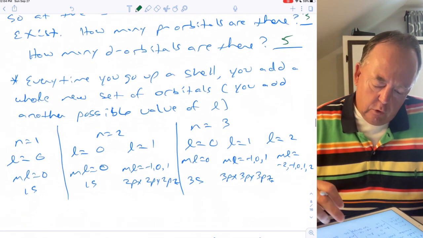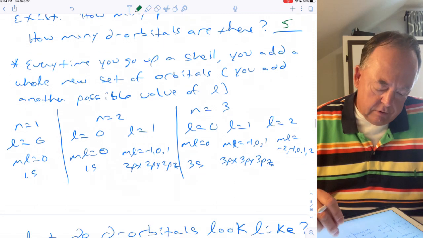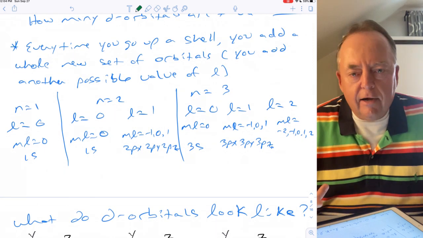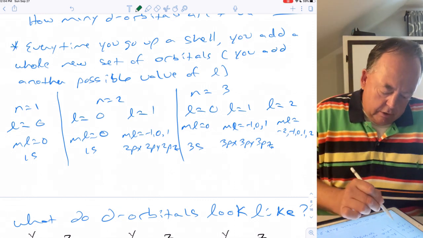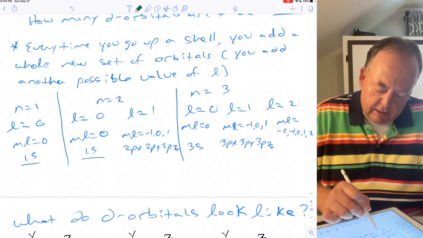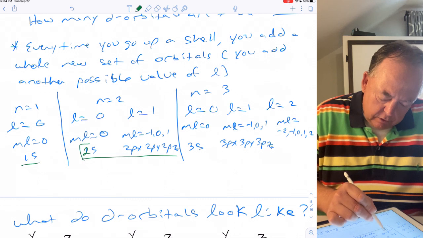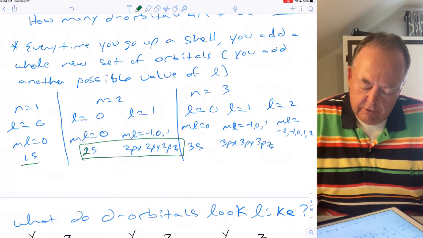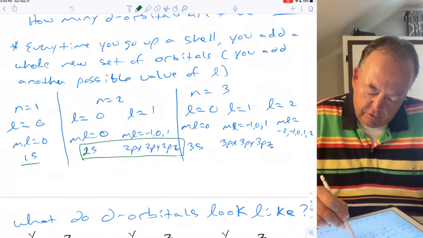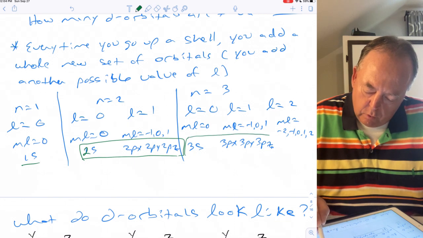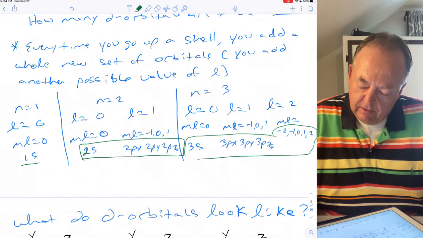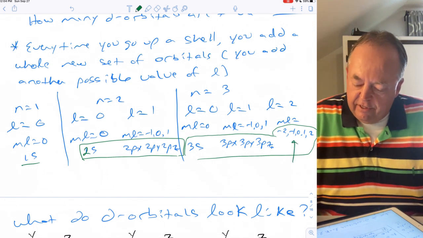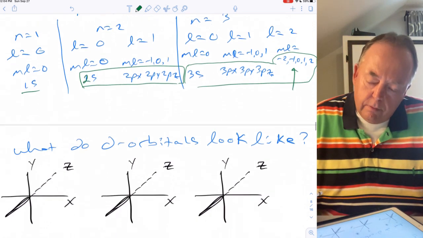Okay, so again, every time you go up a shell, you add a whole new set of orbitals because there's another possible value of L. So again, at the first shell, you just have 1s. At the second shell, sorry, that's 2s. You have 2s, 2px, 2py, 2pz. At the third shell, you have 3s, 3px, 3py, 3pz, plus these 5 orbitals. So 5 d orbitals. So what do d orbitals look like?